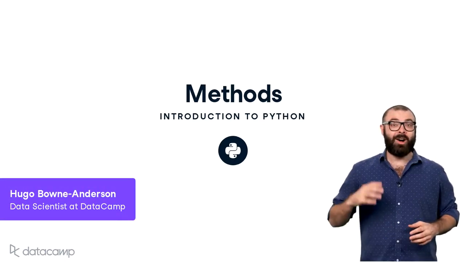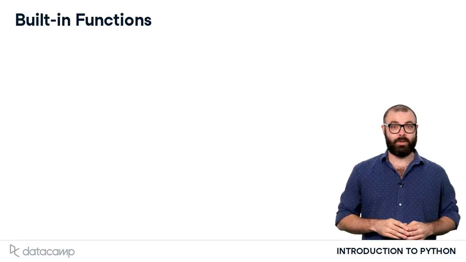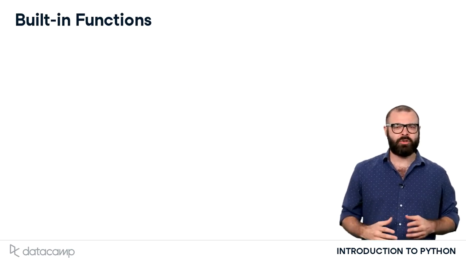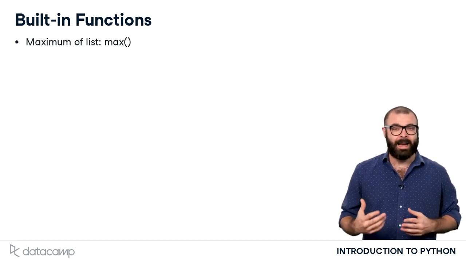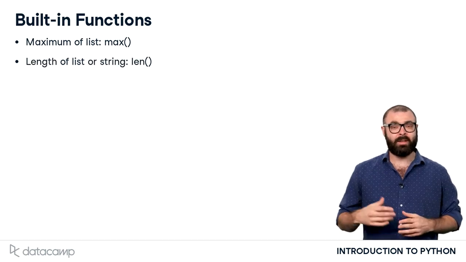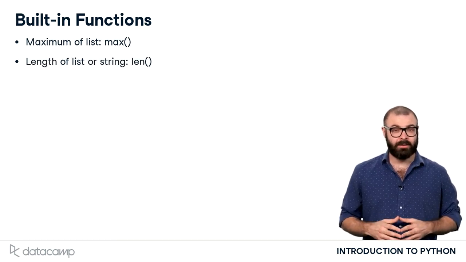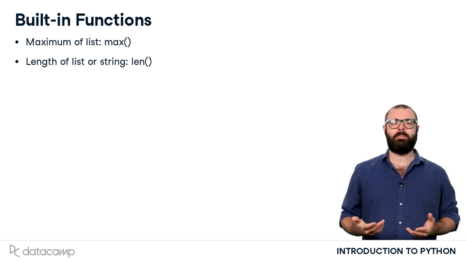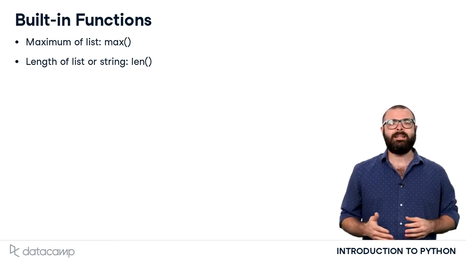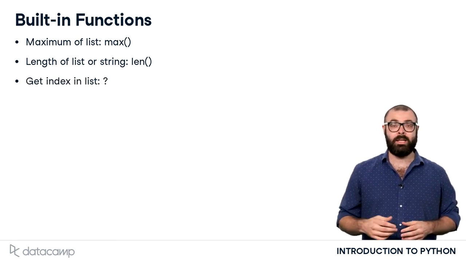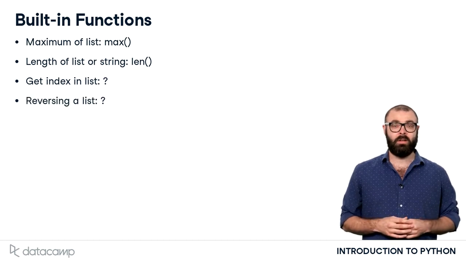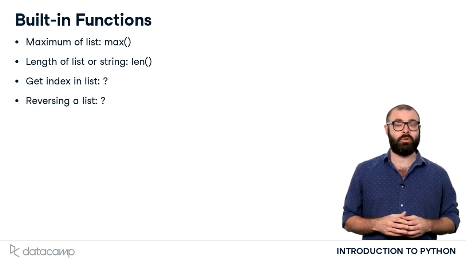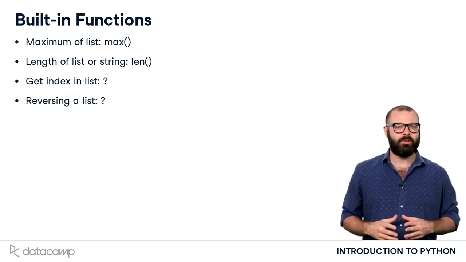Built-in functions are only one part of the Python story. You already know about functions such as max to get the maximum of a list, len to get the length of a list or a string, and so on. But what about other basic things such as getting the index of a specific element in the list or reversing a list? You can look for built-in functions that do this, but you won't find them.